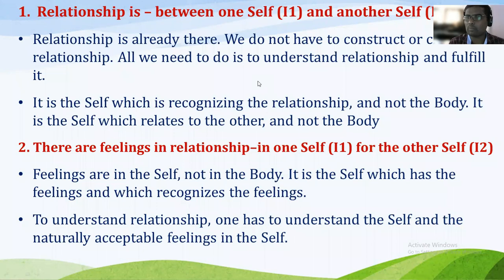म्हणजे जसं की आपण यापूर्वी बघितलं की रिलेशनशिप हे ऑलरेडी आहे. We do not create or construct the relationship. We have to just fulfill that relationship. We have to recognize it and we have to fulfill it. Is it right? There are feelings in relationship. In oneself and in another self, feelings are in the self, not in the body. It is the self which has the feeling and which recognizes the feeling. To understand the relationship, one has to understand the self and the naturally acceptable feelings in the self. All these things we already discussed here. Is it right?